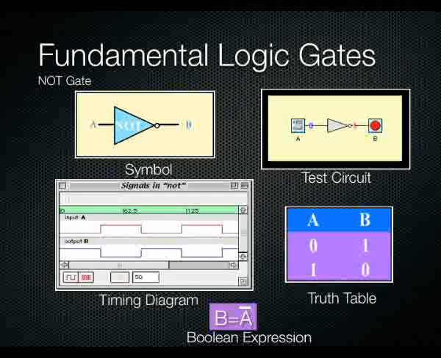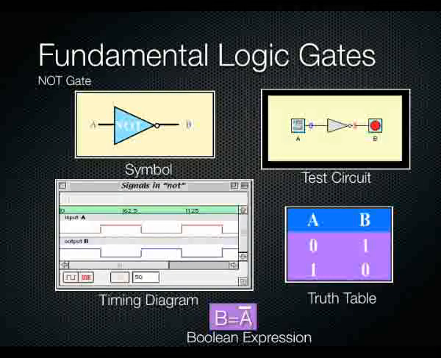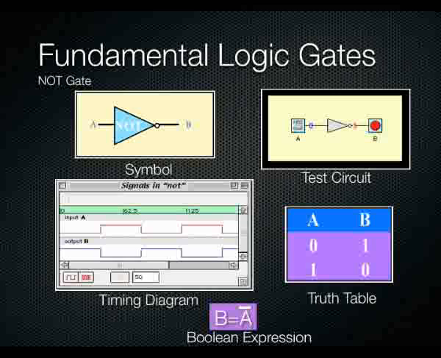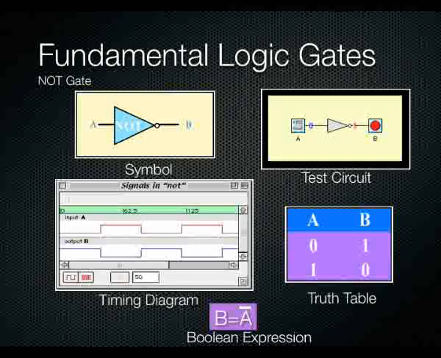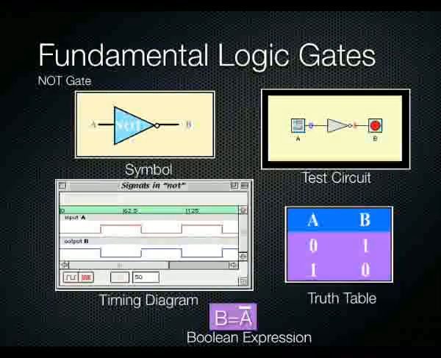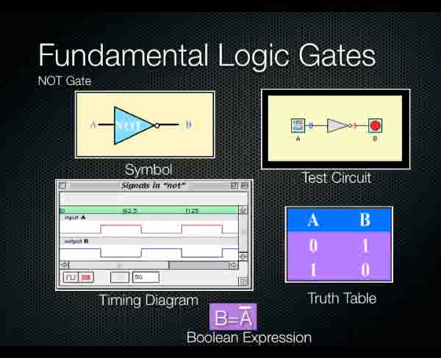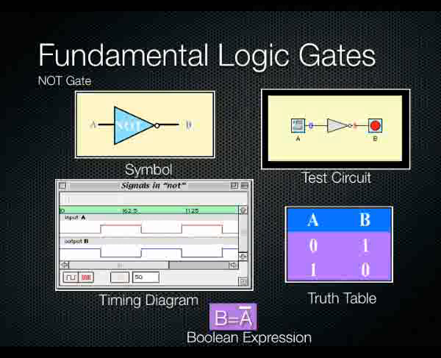Here is the test circuit showing the input A and the output B. You can see that the output is in fact the opposite of whatever the input was, and in the timing diagram the output simply inverts. And when you put it in a Boolean expression, the NOT is represented by a bar across the input. So B equals A bar.